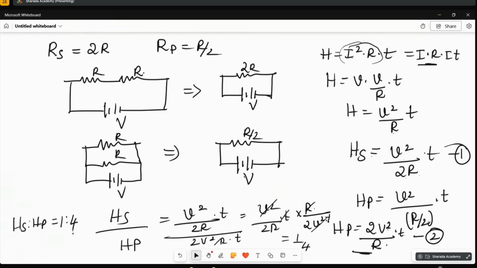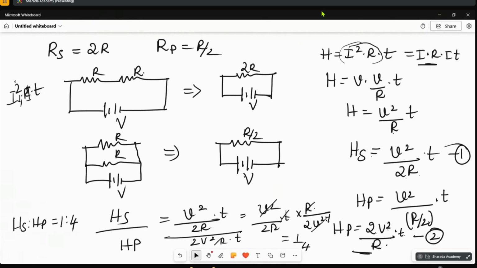But is the resistance produced? Yeah, but here what happens? I square into R into T, no? In this case, as resistance increases, current decreases. Same voltage, no? Current is I square, resistance is R. If resistance increases, current decreases, no? So I square is there. That's why it happens like that. Understood?